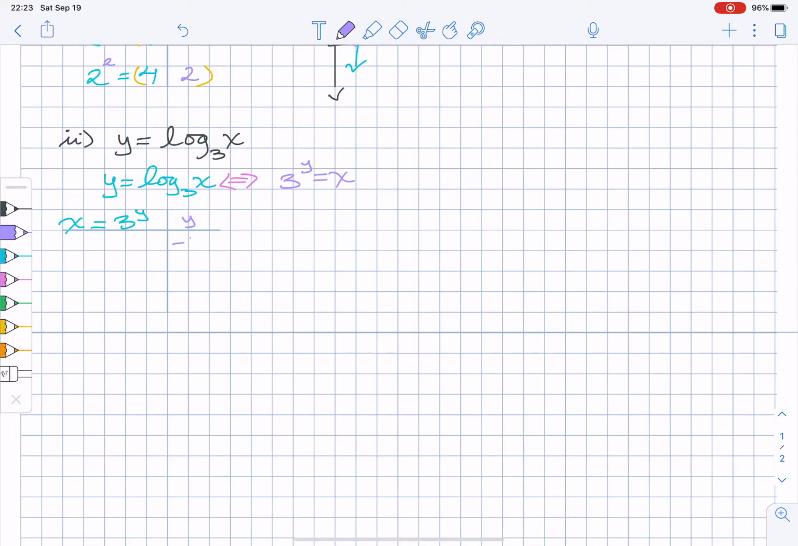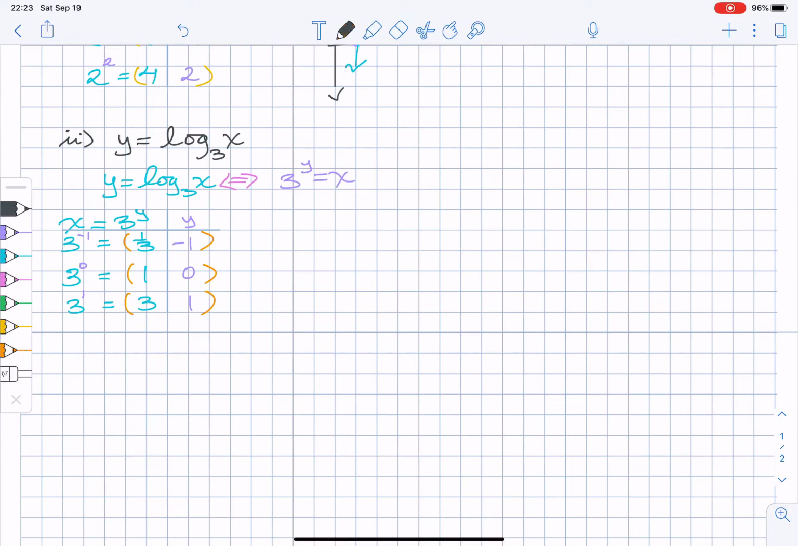Let's have y be -1, 0, and 1. So we have 3 to the negative first, which is going to be 1/3. We have 3 to the 0, and anything to the 0th power is 1. Then we have 3 to the 1st, which is just itself, so it's just 3. So we have these points.